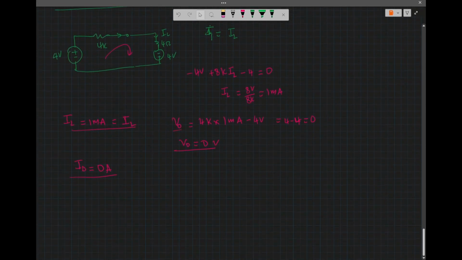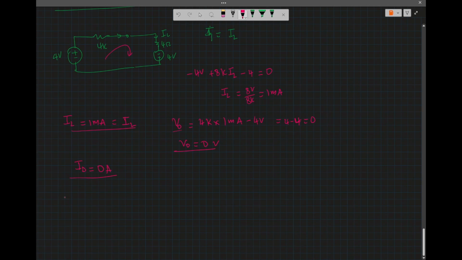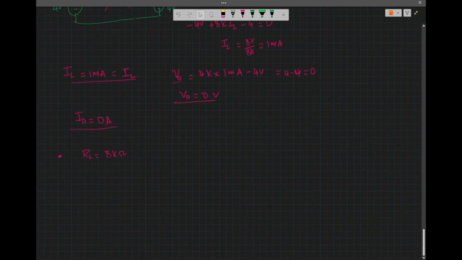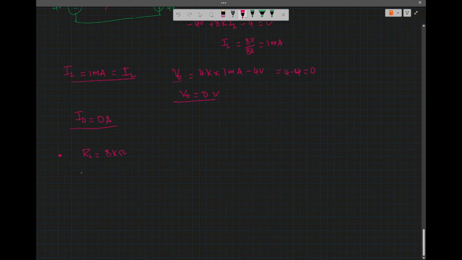Okay, now let's change the load. Let's change the load to 8K. So our load equal to 8 kilo ohm, and let's assume the diode is reverse bias.